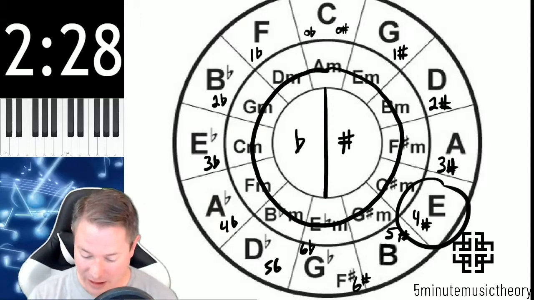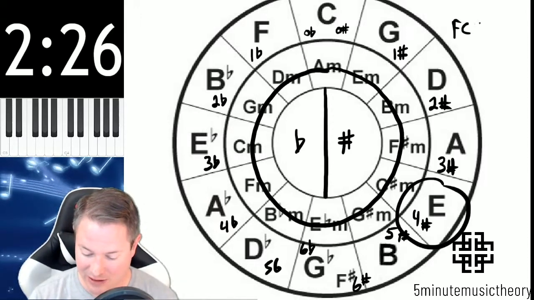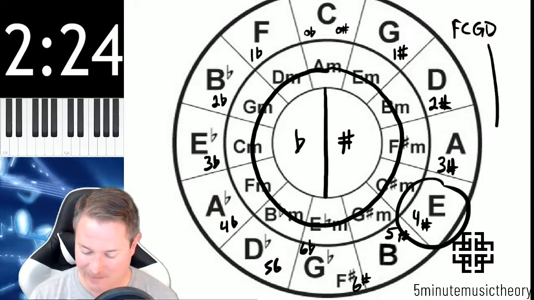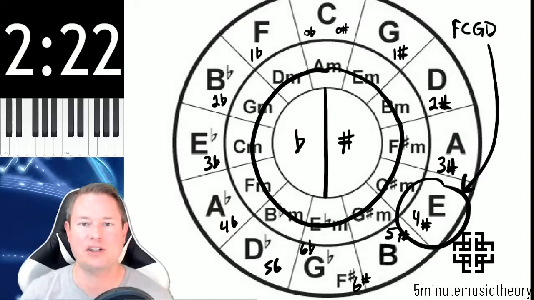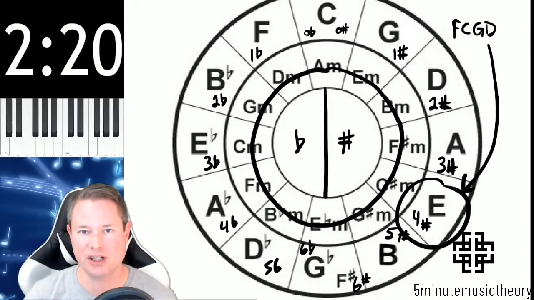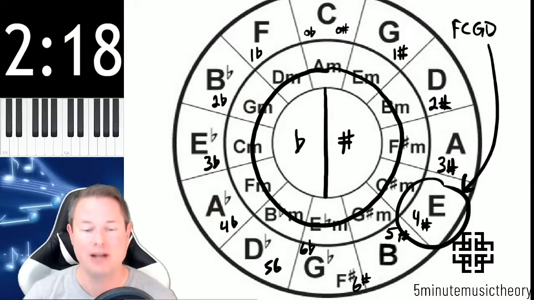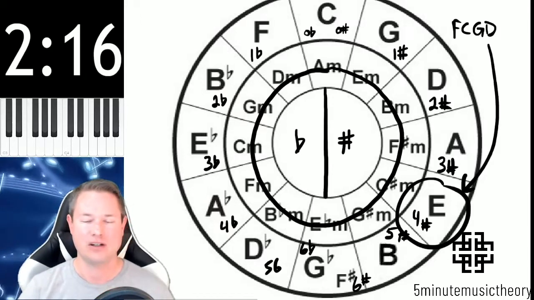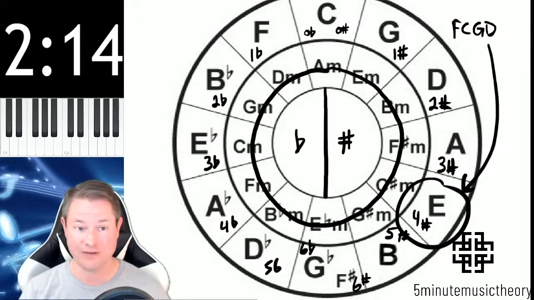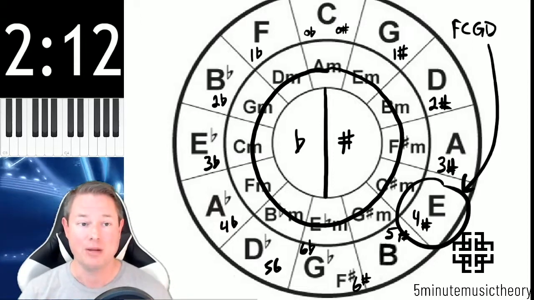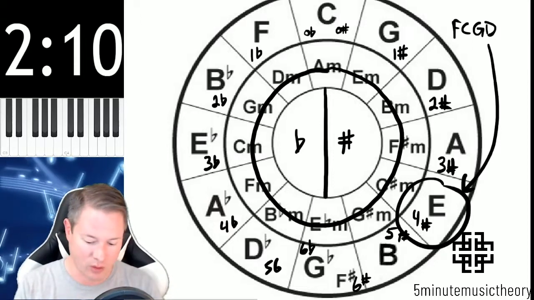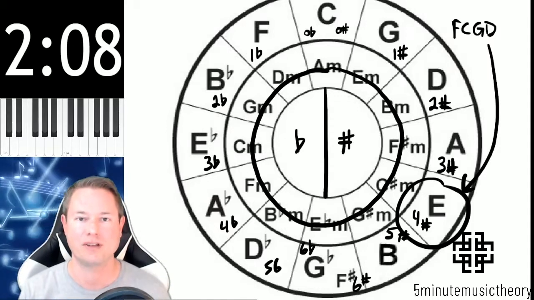E major has 4 sharps, so the order of the sharps. So I'm going to write them up here. F, C, G, D. So the key signature for E major would have F sharp, C sharp, G sharp, and D sharp because it has 4 sharps. So if you know how to construct the circle of fifths, it saves you tons of time because you can just figure out where you are on the circle and you'll know how many sharps or flats there are.